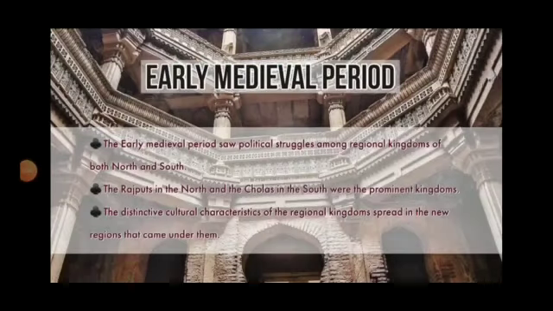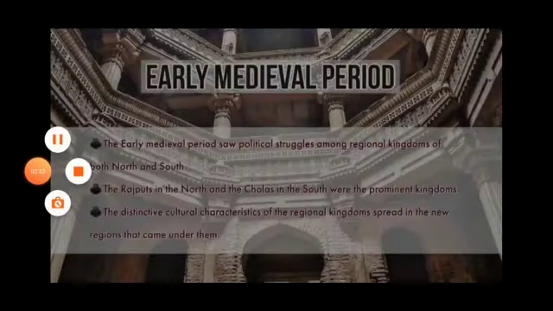So, what does the early medieval period say? The early medieval period saw political struggles among regional kingdoms of both north and south. The Rajputs in the north and the Cholas in the south were the prominent kingdoms. The distinctive cultural characteristics of the regional kingdoms spread in the new regions that came under them.